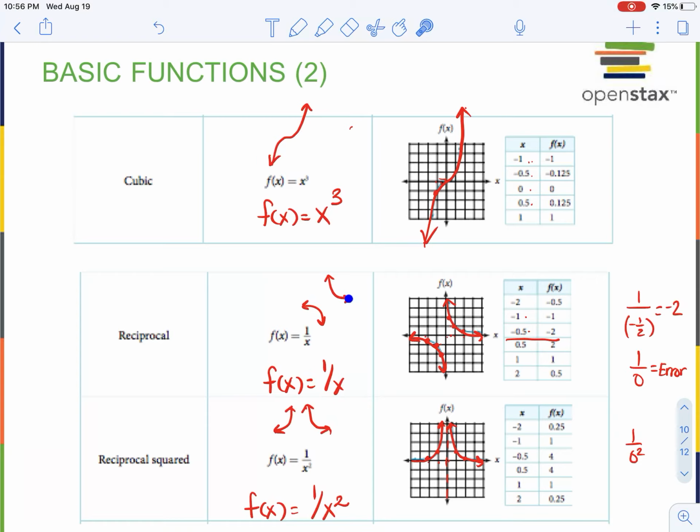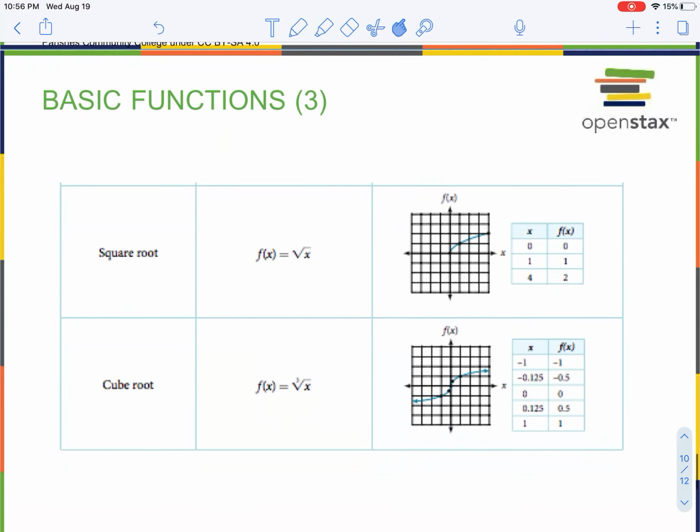Then your reciprocal, you've got a curve going up and a curve going down, and then reciprocal squared, you've got 2 curves like this. All right, so going to our last 2, you've got the square root function and the cube root function. So the square root function is just the square root of x. Now, what you'll notice about this is you can't have the square root of a negative number. So you can't do the square root of negative 2. If you try to do that in the calculator, it's going to give you an error.